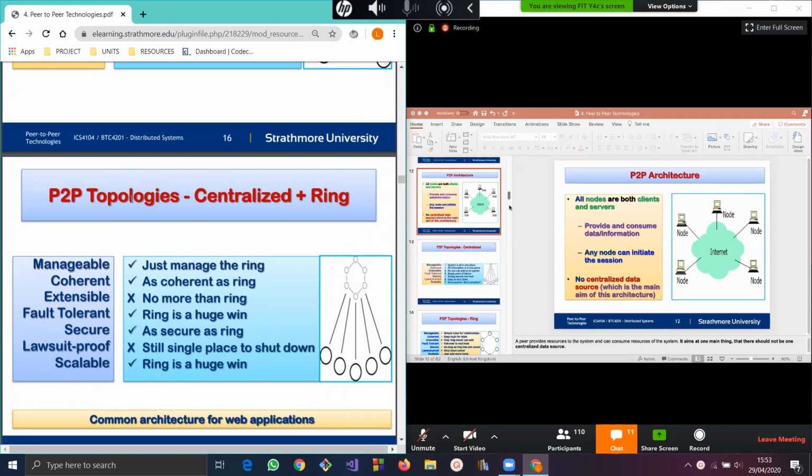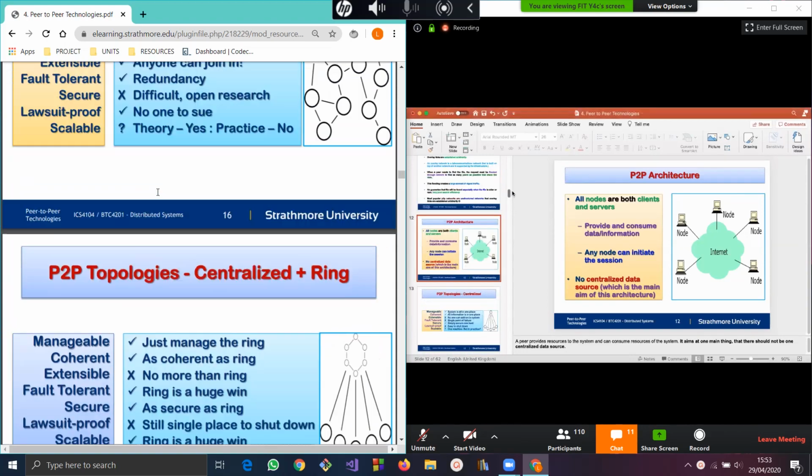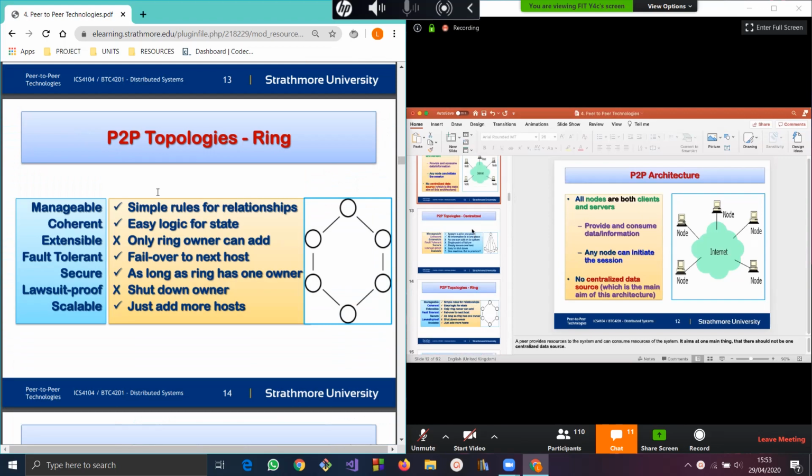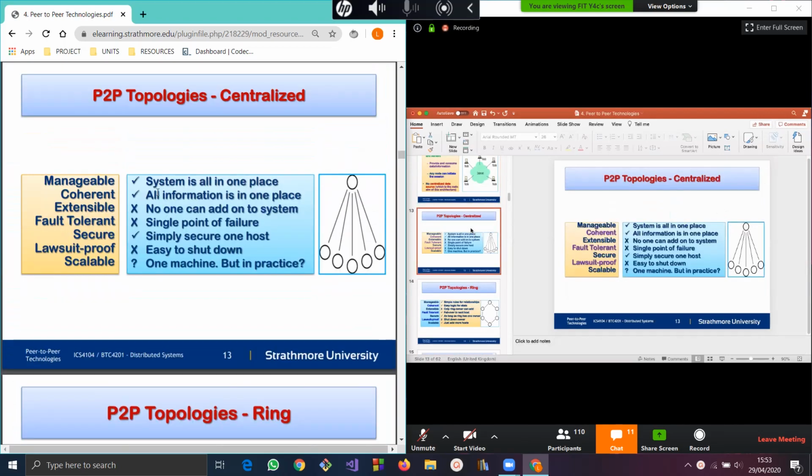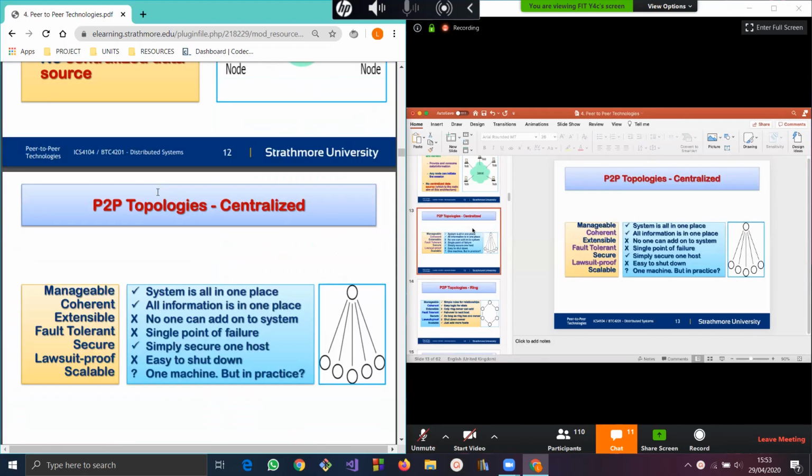Now, when we look at those technologies, one of the first things that comes to mind is topology. How do we organize these topologies in terms of the way we can derive use? So we have several topologies. So let's start with centralized.